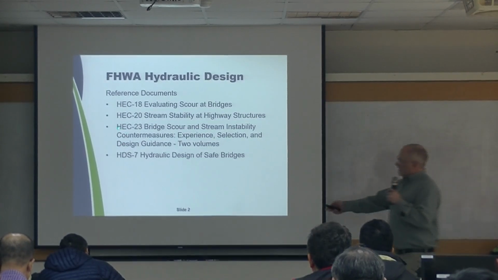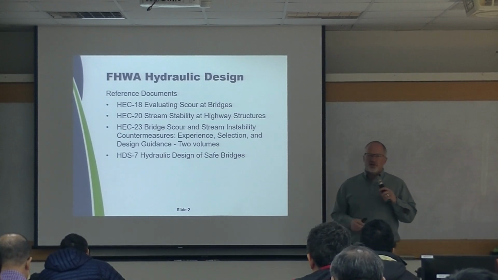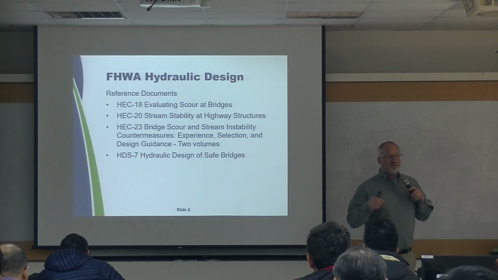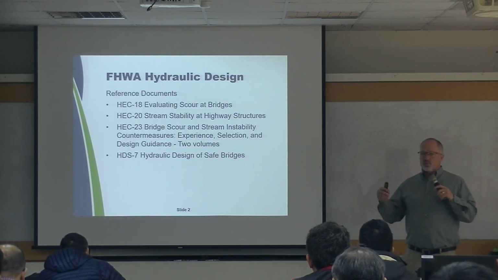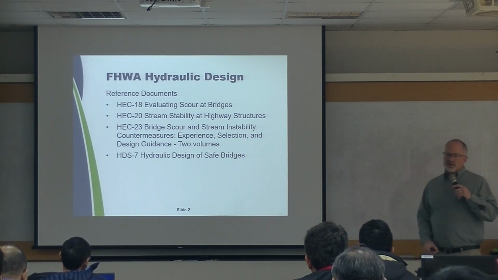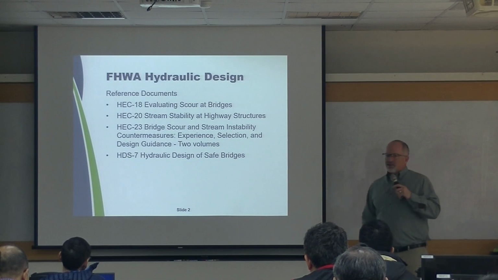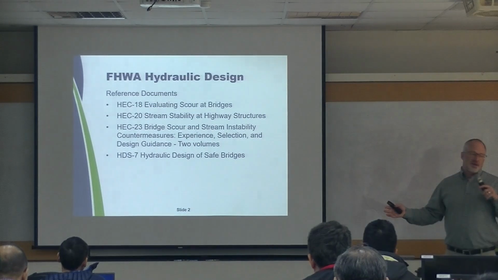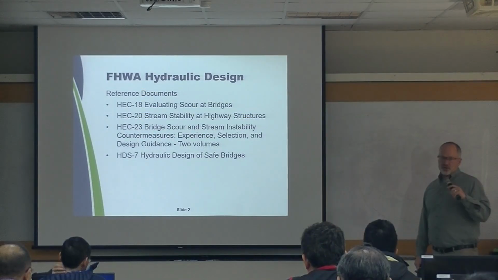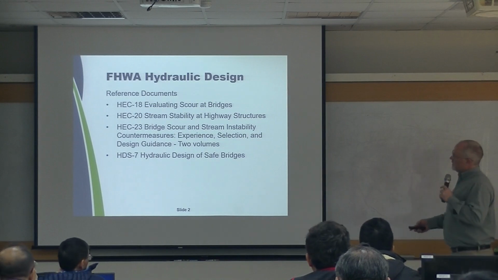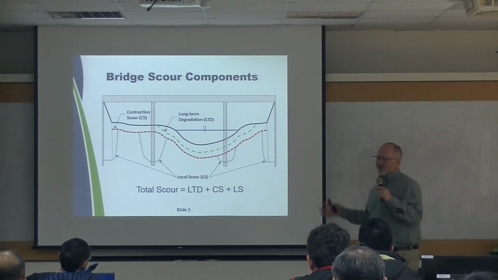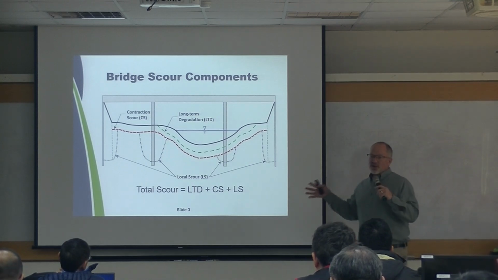HEC 23, HEC, that's a hydraulic engineering circular. HEC 23 is our design document for countermeasures, or riprap, to prevent scour. Again, three very important documents. And then HDS 7, that's Hydraulic Design Series 7, is an overview of bridge design and hydraulic analysis. And so all four of these documents are on that webpage that you have a link to. And I think you will find these to be very, very useful. Okay, as we talk about scour, I'm not going to go into the full detail, we have a 3-day training course on bridge scour, but I just want to make sure you understand the terminology.